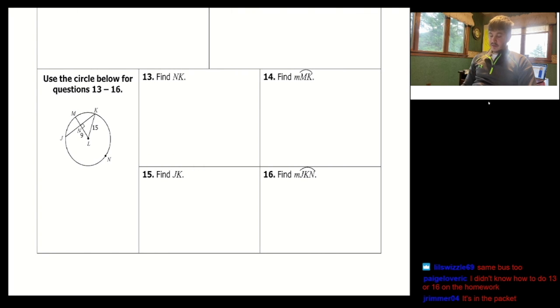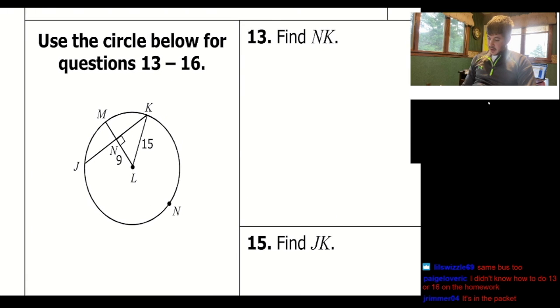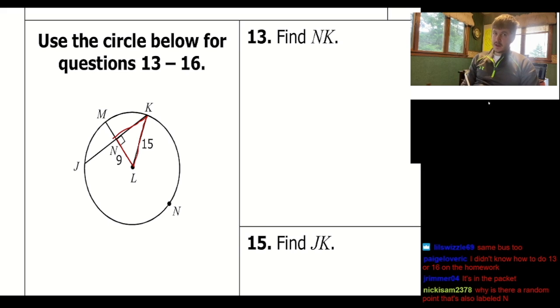So number 13, it says find NK. Let's see, where's NK? Right here. Pythagorean theorem. Because we know it's a right angle, this is a right triangle. Pythagorean theorem. So 15 squared minus 9 squared equals NK squared. So whatever that is going to be, I'm not sure what that's going to be, but I think it's 12.